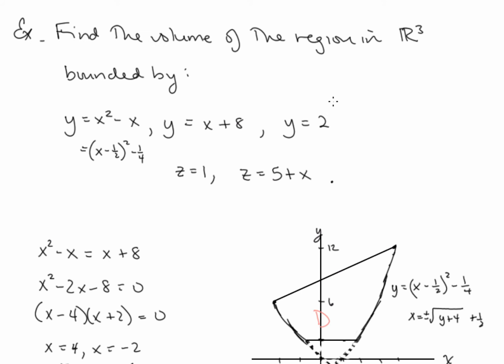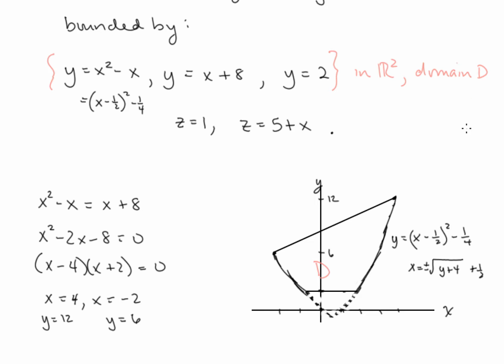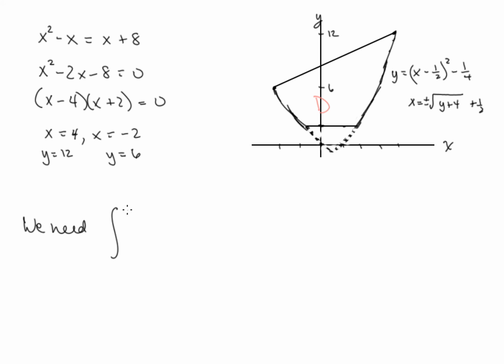So I'm going to call this domain D. And notice that we have a top surface and a bottom surface that we're trying to get the volume between. We've seen something like this back in the beginning of Calc 2 when we talked about the area between curves. We had to take two integrals and subtract. Same thing's happening here. We need the double integral over D of 5 plus x minus the double integral over D of 1. This is our top surface.